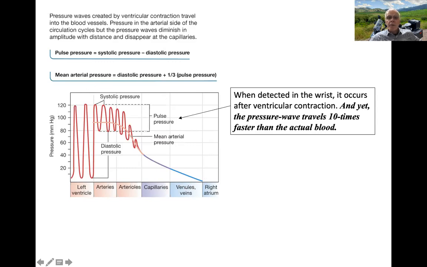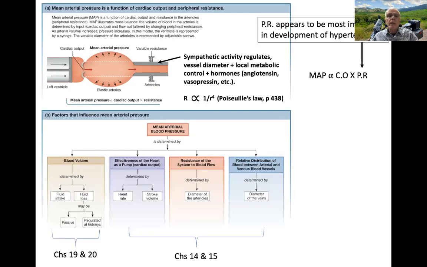So I've captured this figure again, and over here I've said when detected at the wrist, the pulse pressure wave occurs after ventricular contraction. And in bold, I've said, and yet the pressure wave travels about 10 times faster than the actual blood. So it's a shock wave that moves through the tubular system and then is actually reflected back. But it moves much faster than the actual velocity of the blood. And we'll have more to say about that as well as time goes on.